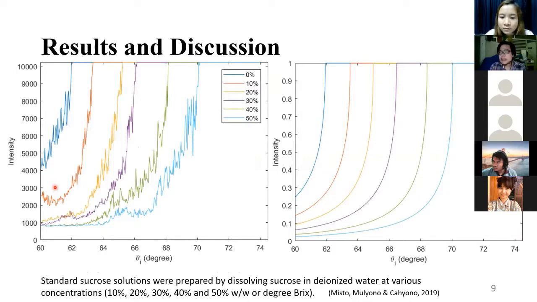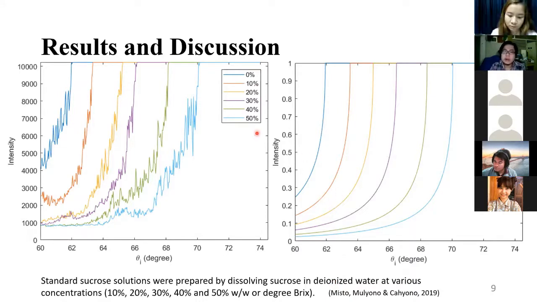We prepare the standard sucrose solution by dissolving sucrose in deionized water at various concentrations, from 10% to 50%. The left-hand side shows the light intensity measured by the linear sensor array at various concentrations in the microchannel. For comparison, we simulate the reflected light intensity by finding the square of the amplitude coefficient, and use the refractive index data from the previous publication from the MISO.